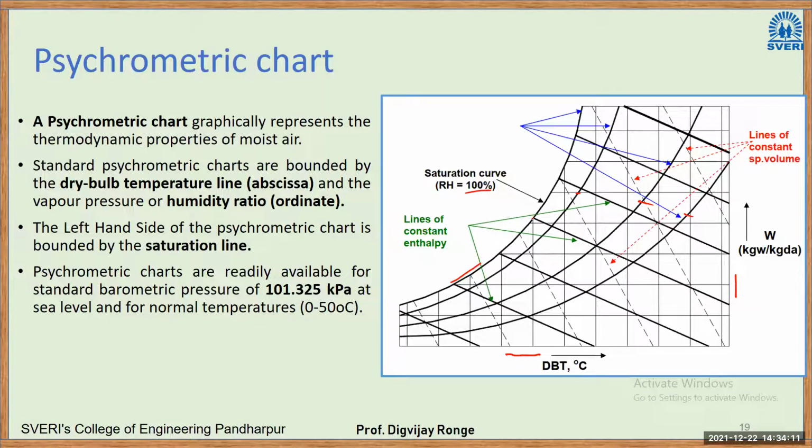Then there are constant enthalpy lines. What you see, these dark lines, are the constant enthalpy lines. Then there are specific volume lines. What you see, these inclined dashed lines, are the constant specific volume lines.